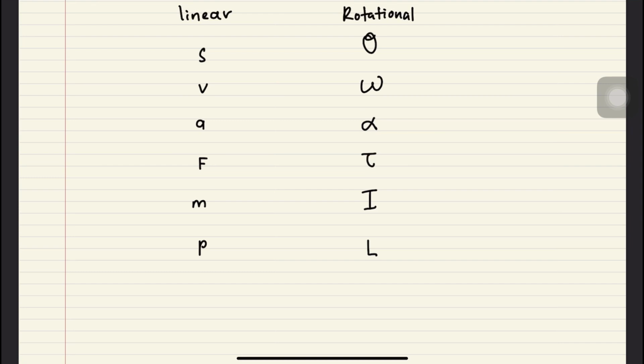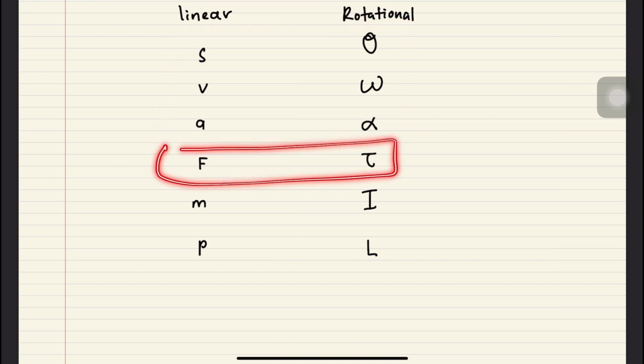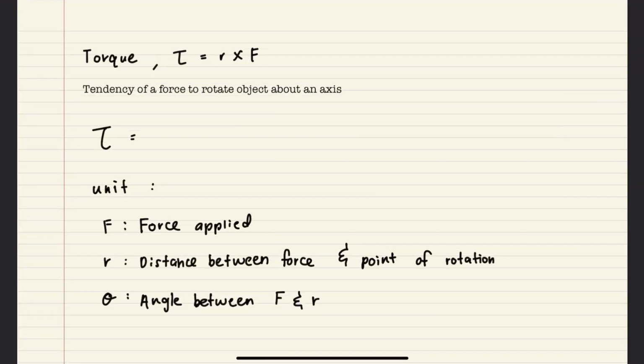So previously, we already discussed this one. This video, we focus on this. And after that, we continue with I and L in the next video. Okay, by definition, torque actually means a tendency of a force to rotate an object about an axis. So this involves a force that is trying to rotate an object about an axis.